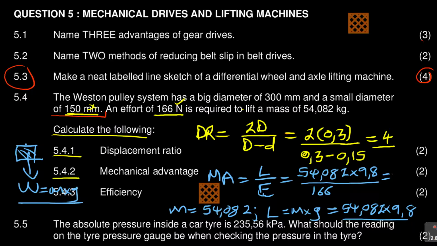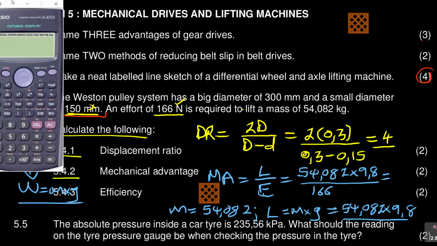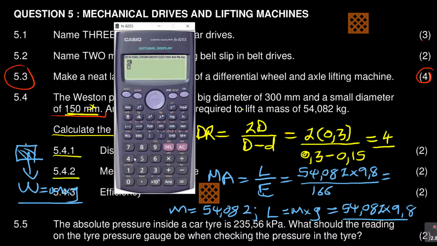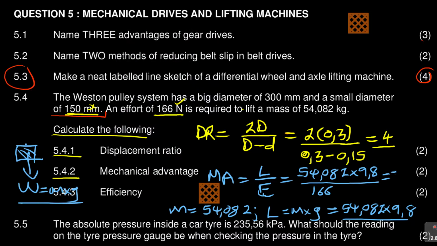Then I can get the answer now. And then it will give me 54,082 times 9,8. Are you with me? Over what? 166. Mechanical advantage, again no units, 3,1927, which is 3,193 to three decimal places. 3,193. Are you with me? So that is that. I've got the mechanical advantage and the displacement ratio.